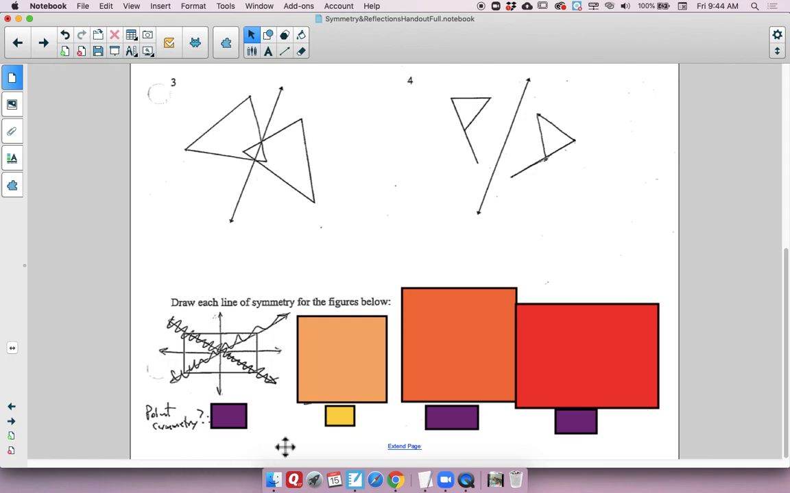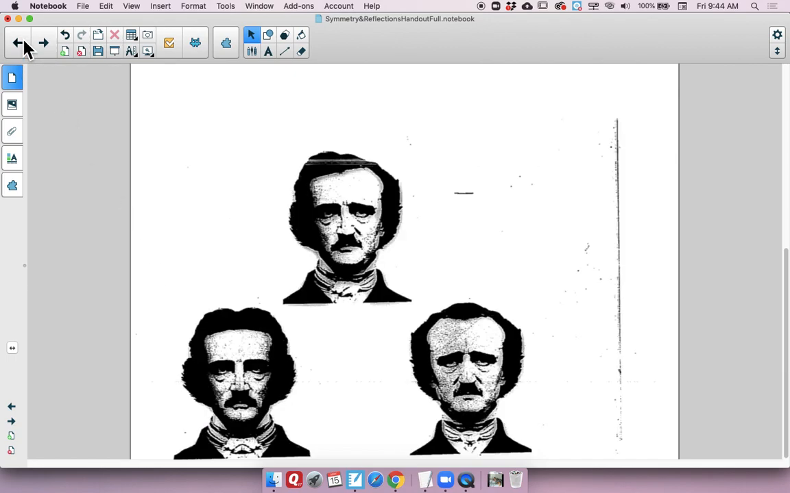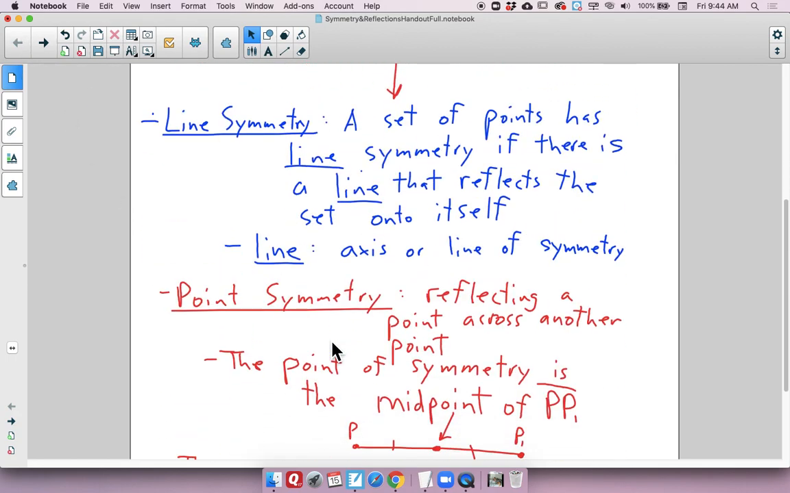Okay, so would there be point symmetry? Remember what point symmetry means. Point symmetry occurs when you have what?